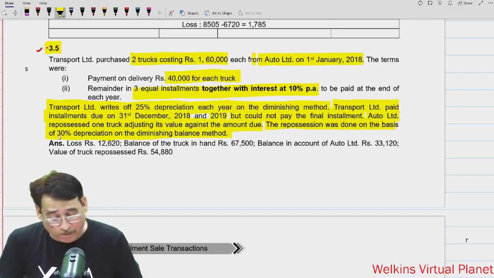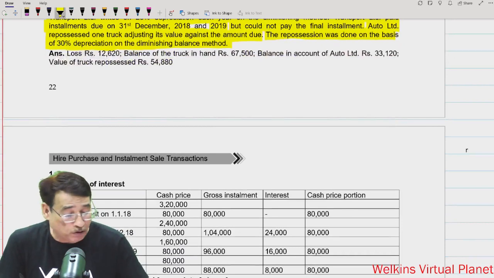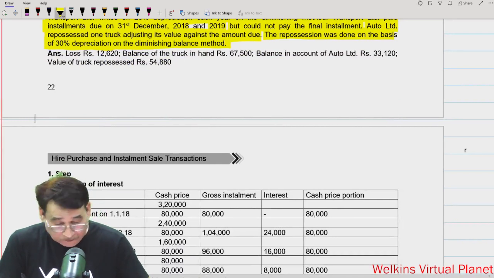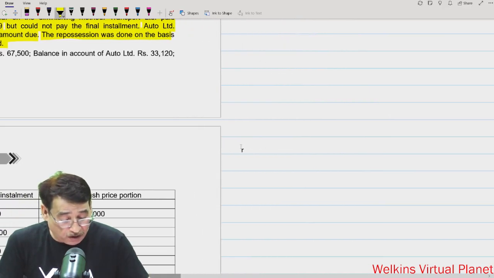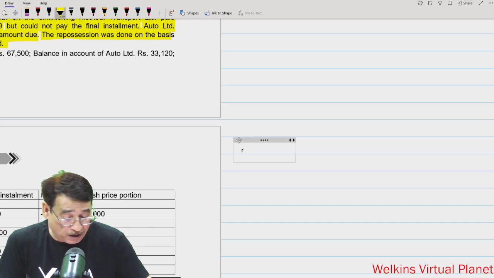I'm not going to solve this particular question fully, correct? Because you can prepare the ledger accounts, and moreover, in the examination, it is being seen that of late, they are simply asking the student to calculate interest, find out the value of the goods repossessed, and of course, the value of the goods retained.